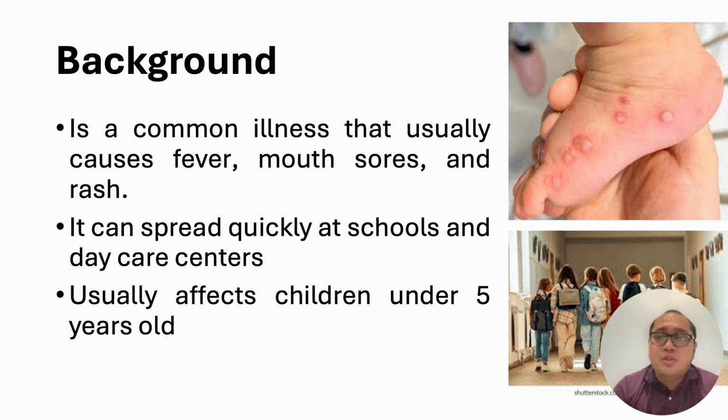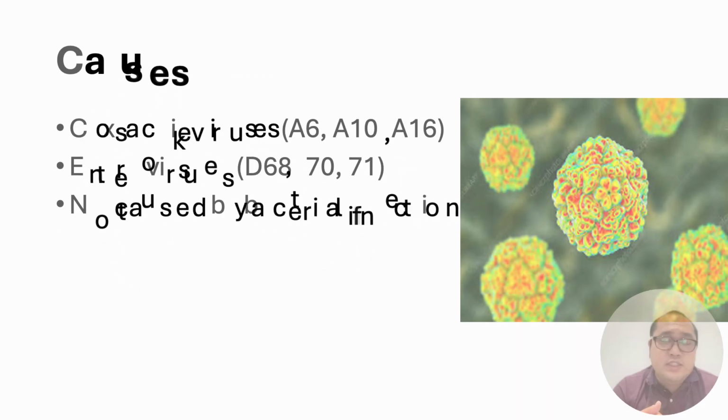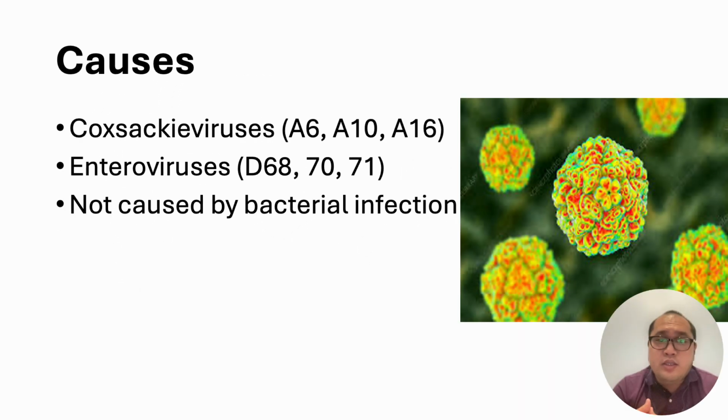And when we talk about the causes of hand, foot, and mouth disease, so just bear with me. Technically, it's caused by viruses, namely your Coxsackie viruses. It can be A6, A10, A16, or your enteroviruses like D68, 70, 71, which are the most common ones. And of course, hand, foot, and mouth disease is not caused by a bacterial infection. So it's mainly caused by a virus.